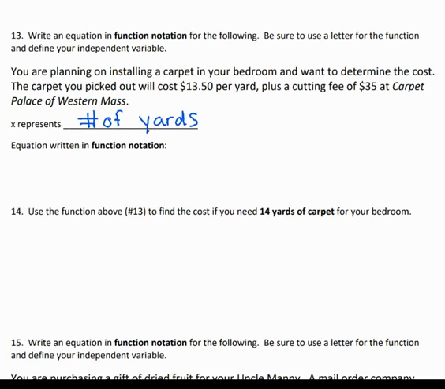Now we're going to write our equation in function notation. So again, the only difference here than what we used to do is instead of saying y equals, we're going to say f of x equals. That's what function notation means. And what we're trying to figure out is our cost. So can someone tell me what my equation will be to determine cost? 13.50x plus 35. Excellent. Okay, so here's my function notation equation. F of x, or that really means y equals, so the cost is going to equal $13.50 per yard, because we said x is yards, plus the one-time cutting fee of $35.